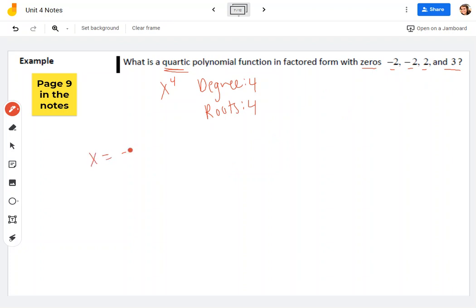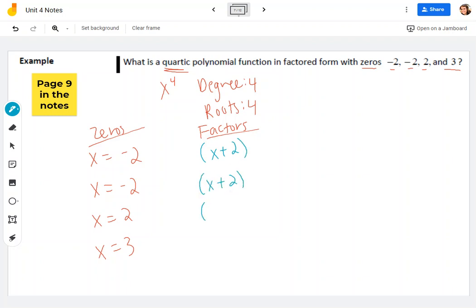So if we list the zeros, x equals -2, x equals -2, x equals 2, and x equals 3, the factors come from just working backwards. So we would get x plus 2, x plus 2, x minus 2, and x minus 3. So you might notice the signs and how those are changing. They're just kind of switching signs.